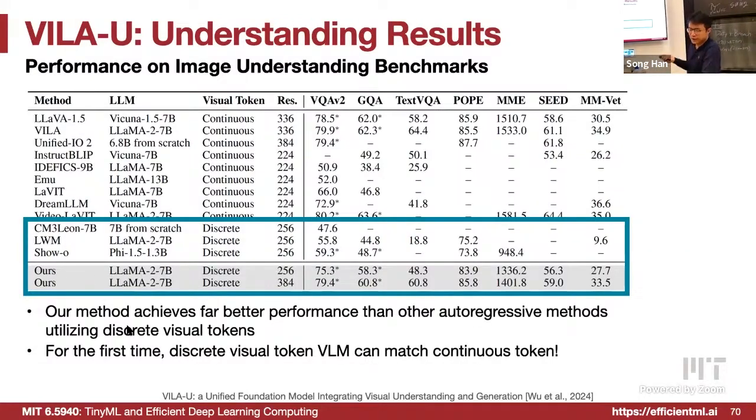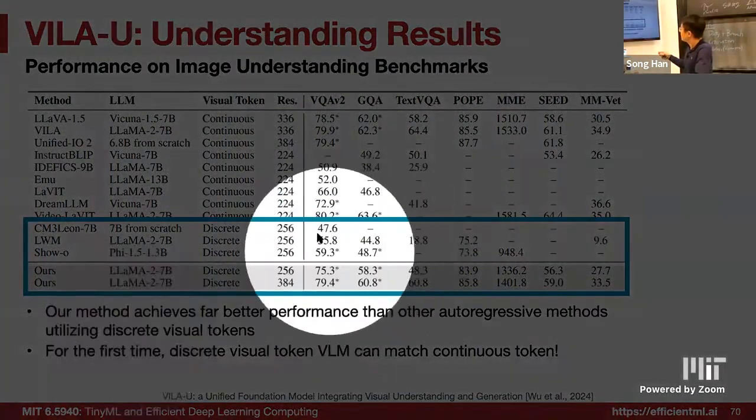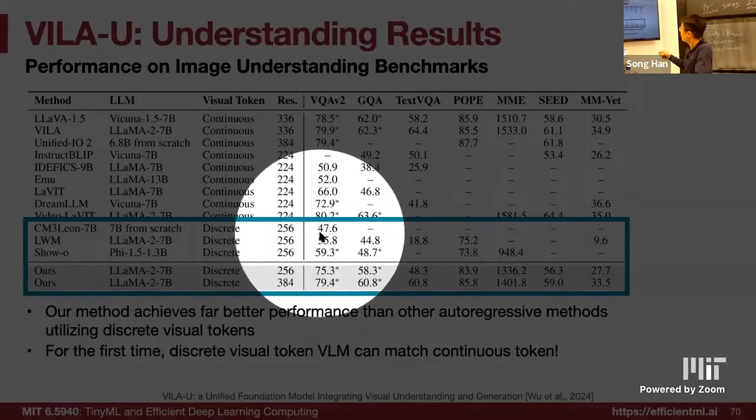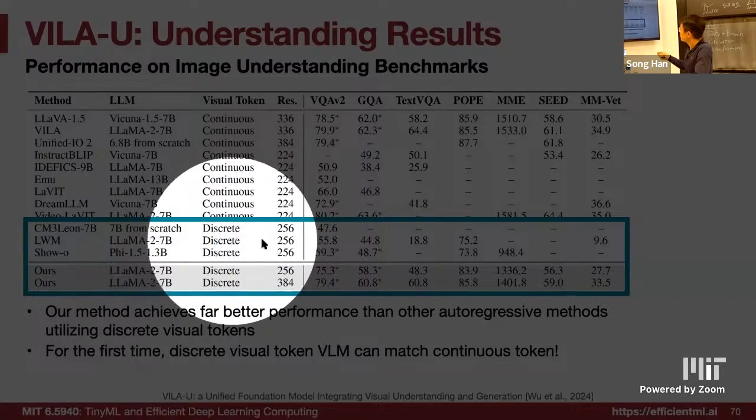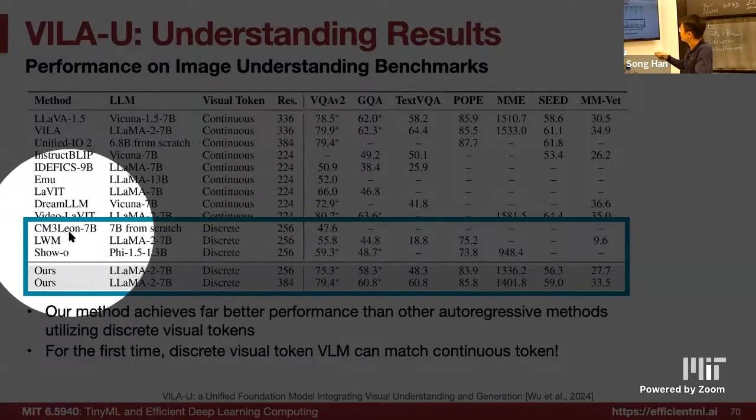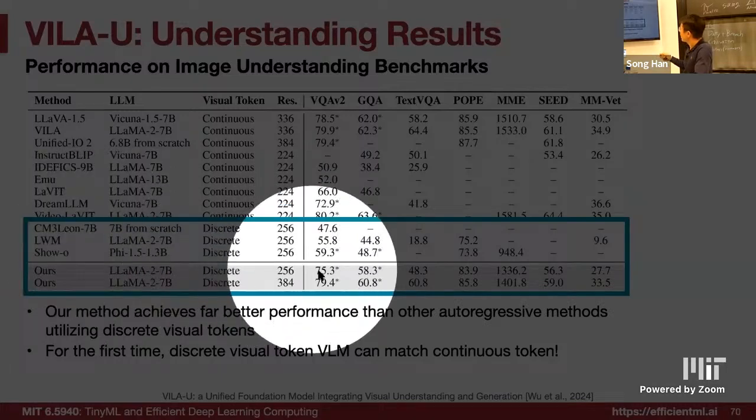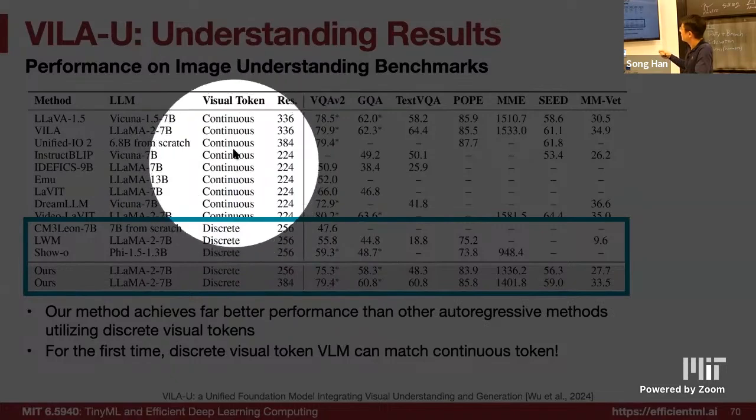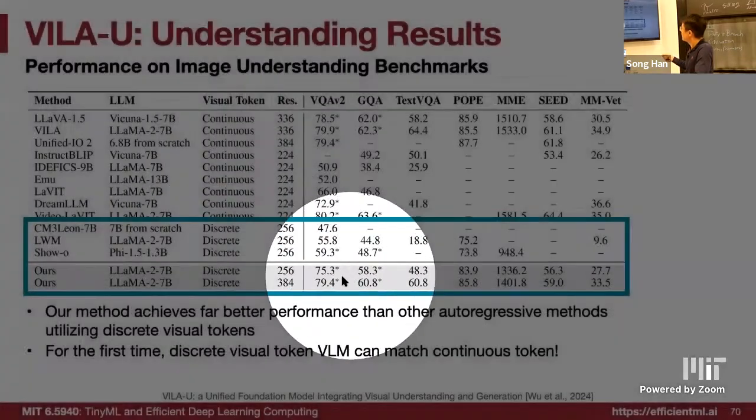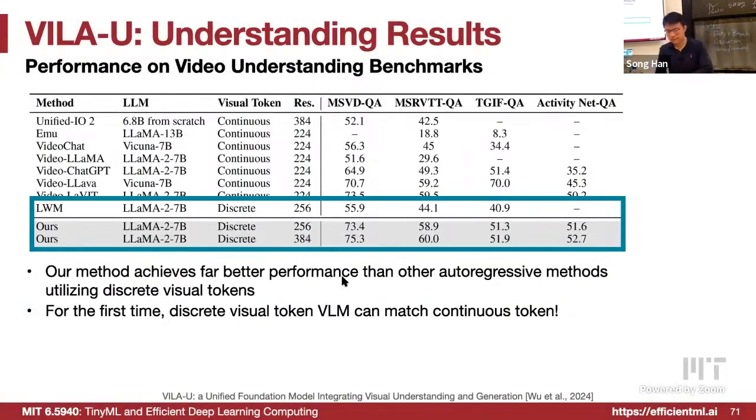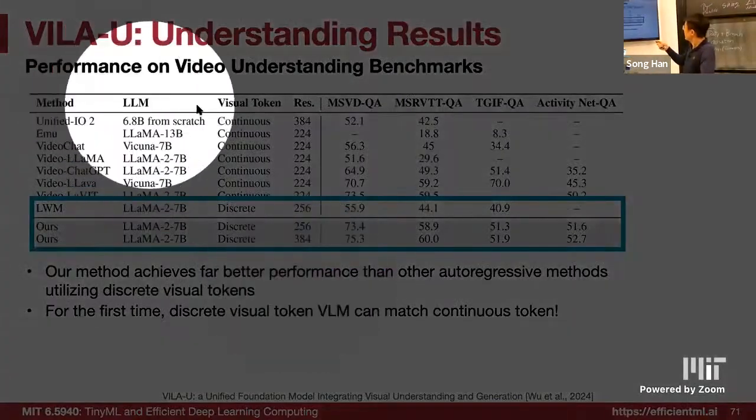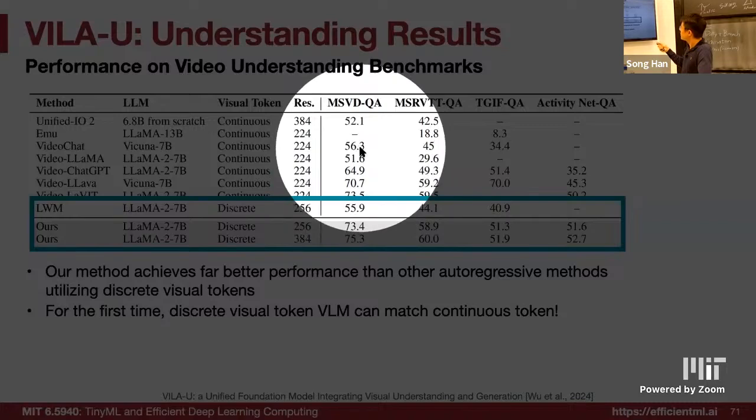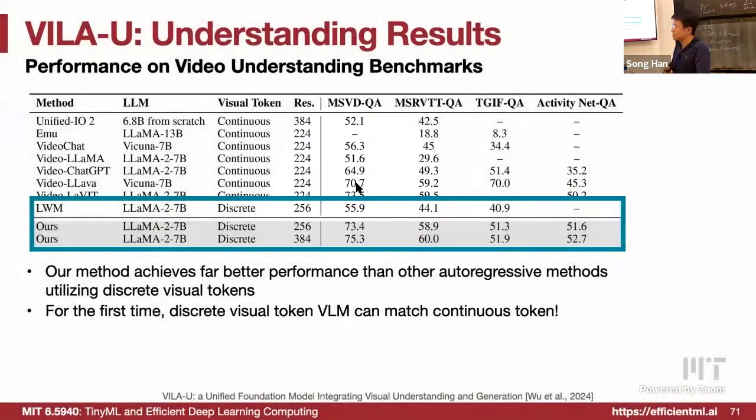So actually, this approach can have double-digit improvement. This is the image understanding benchmarks: double-digit improvement using discrete tokens compared with baseline approaches, and almost matching the performance of those models using continuous tokens. Now we are using the discrete tokens. And also on video understanding benchmarks, again, double-digit improvement over prior work and matching the accuracy of continuous tokens.